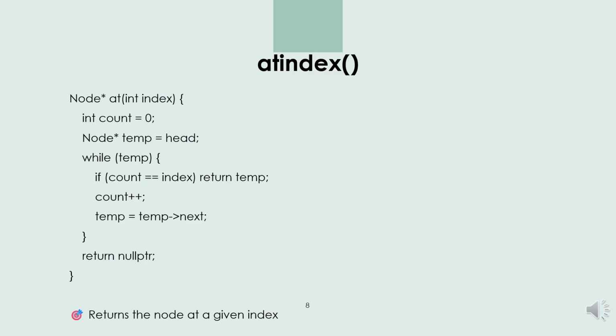The at index method returns the node at a given index. For that, we use the node at index method, and int count is equal to 0. Initially the count is 0 and node temp is equal to head. So in temp we are storing the head, while temp, if count equal to index, return temp, count plus plus, temp is equal to temp next. Return null pointer.